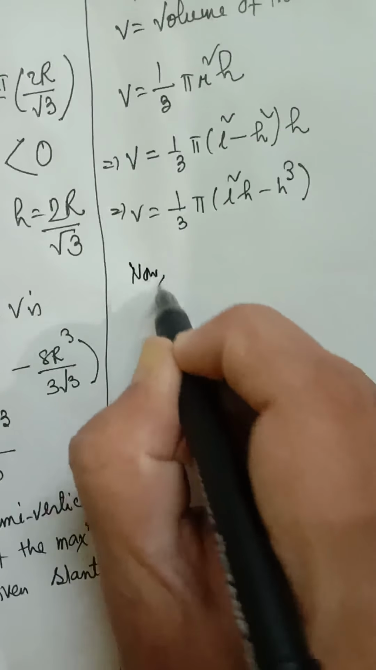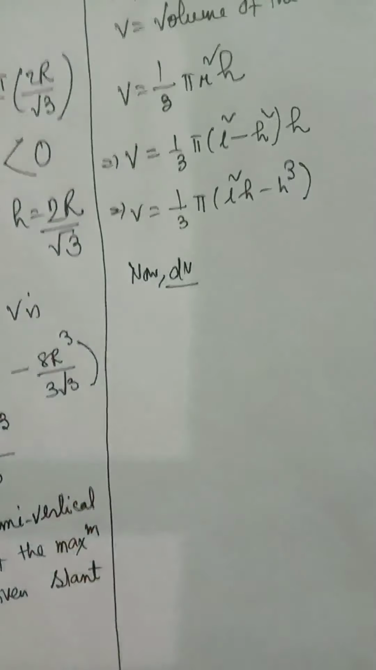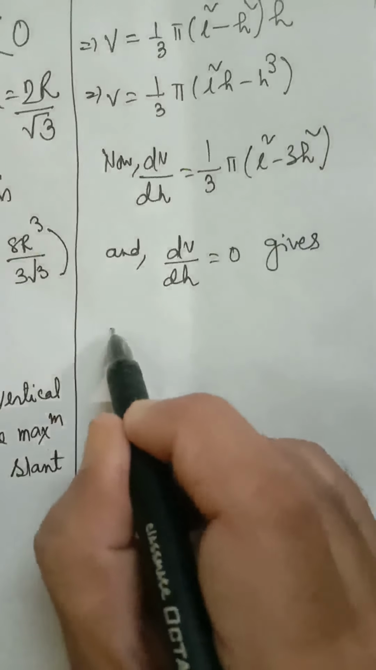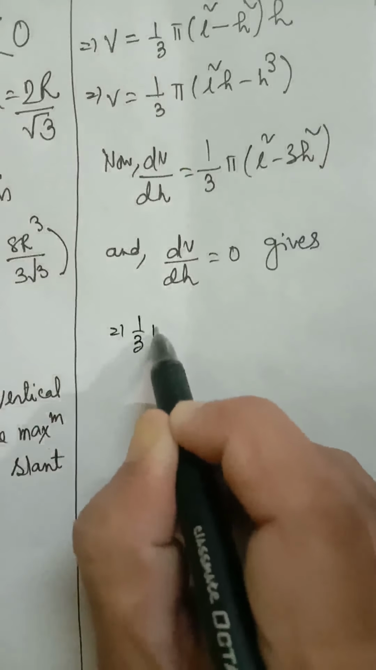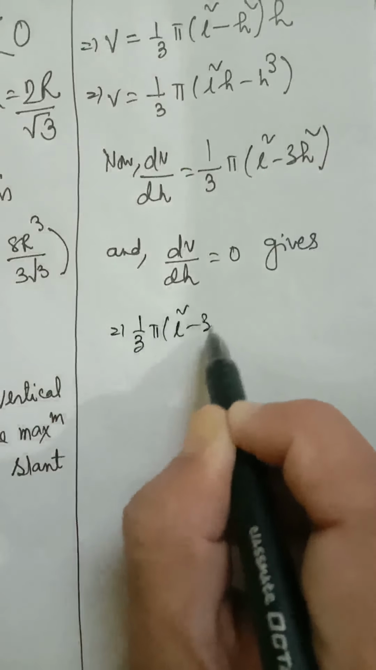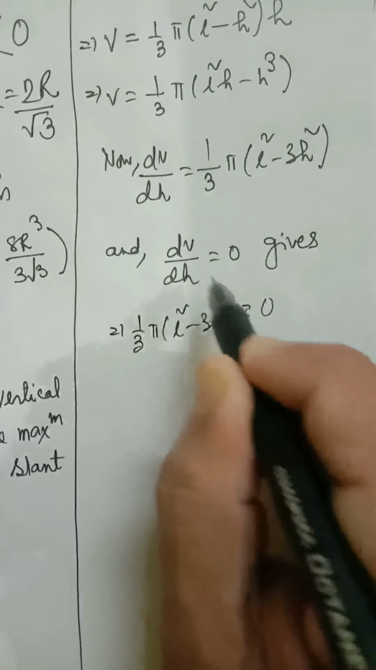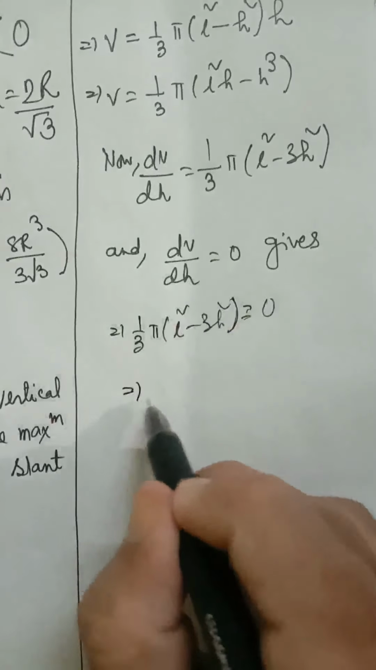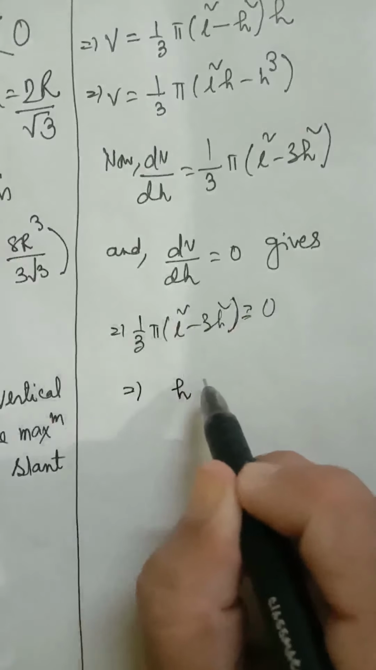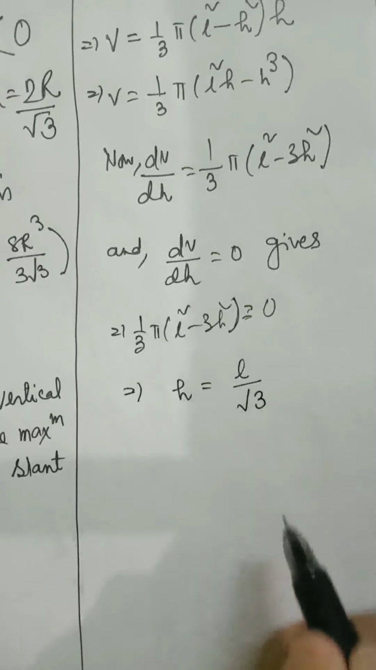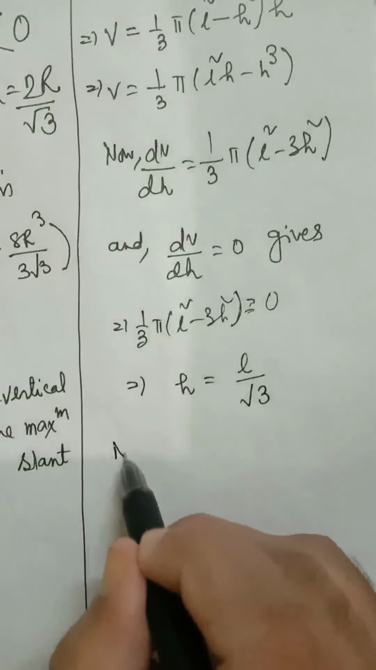Now dV/dh equal to this, and dV/dh equal to 0 gives 1 by 3 pi into L square minus 3h square equal to 0. Here h is the variable, so you have to find h in terms of L. So h will be equal to L by root 3. Now this is our stationary point.